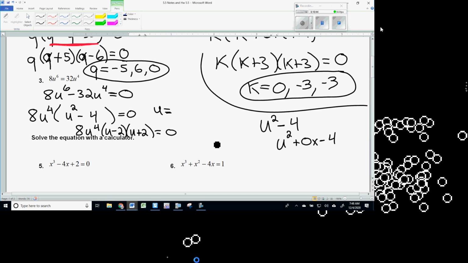So what are my zeros? The first one, 8u to the 4th is just the variable, that's always 0. U minus 2 is a positive 2. U plus 2 is a negative 2. Now, how many answers are we supposed to have? 6. How many do we end up with? 3.